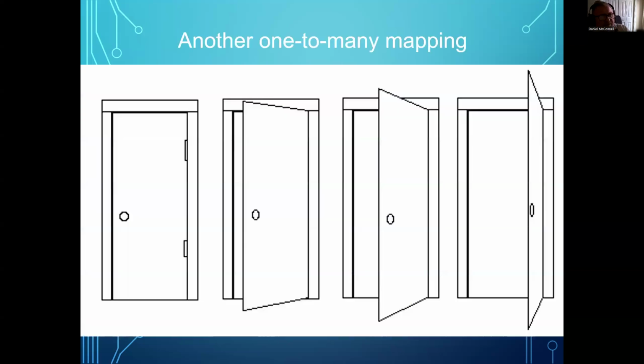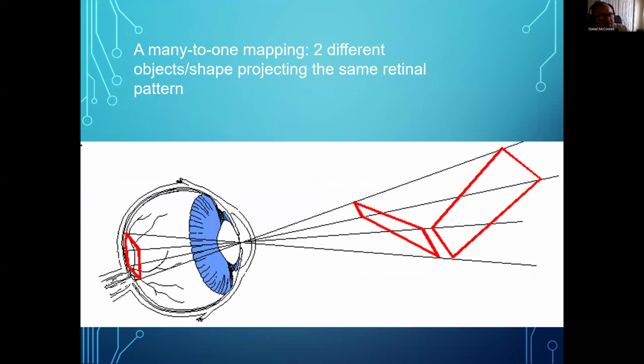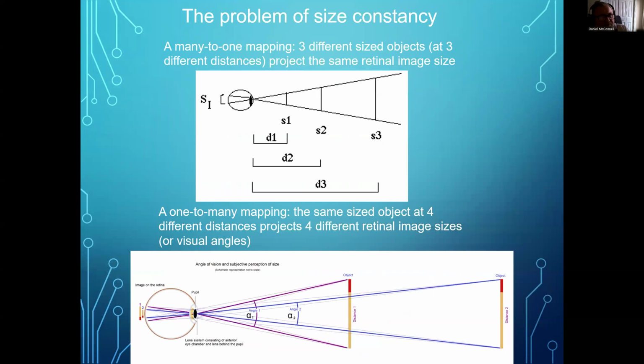Here's our door example again. I guess I got a little ahead of myself in showing you that already. Here is a many-to-one mapping. I was describing the red squares earlier. This is another situation where red squares oriented in different positions could lead to the same image on the eye, right? And also shape or size constancy, right? So these diagrams illustrate the essential principle of size constancy.